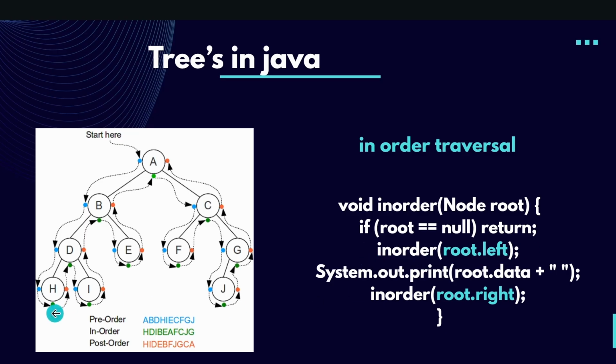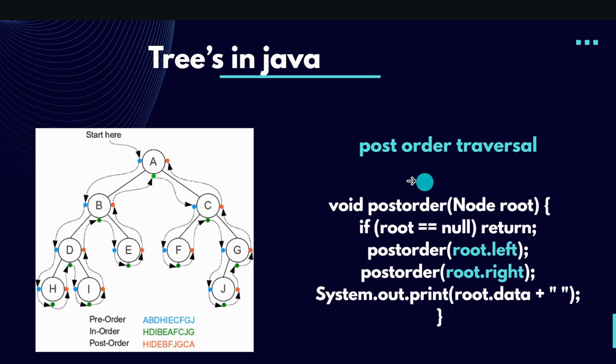After that, you need to start printing with the help of these green dots. So H, D, I, B, E, A, and come here: F, C, J, G. You can see it in the same order that I am saying here. You can also compare the green dots, and here also the same order. Ultimately you are going to the right: first left, print the stuff, then go towards the right.